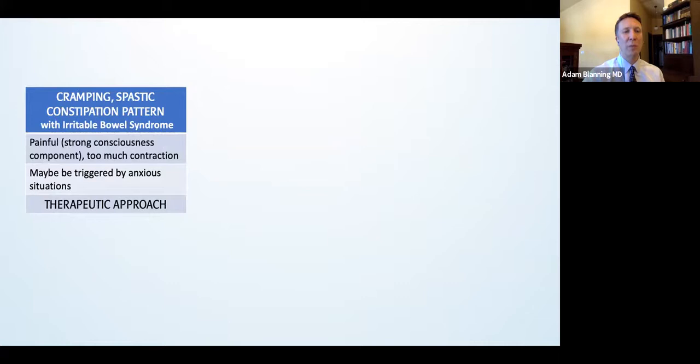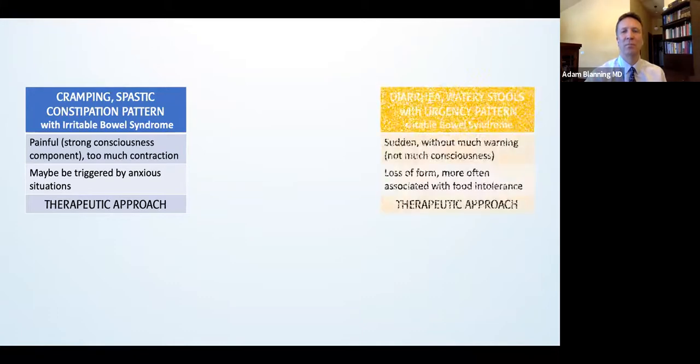So for the spastic cramping constipation pattern, this is very often painful, and pain is really an accentuation of sensation. There is too much consciousness in the gut, too much contraction, and sometimes people will find that they are really triggered by anxious situations. The stronger their nerve sense activity, the stronger the cramping in their gut.